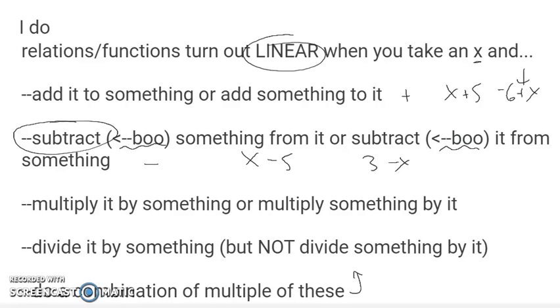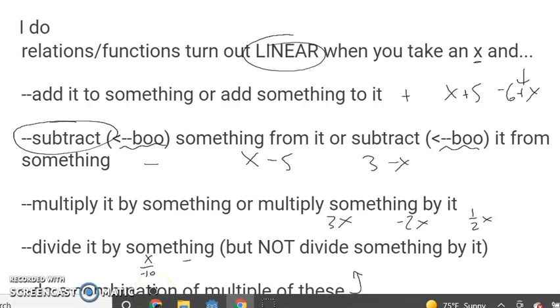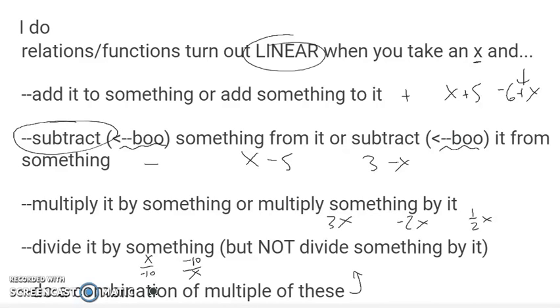So would this. Multiply it by something, or multiply something by it. So this would give you a linear graph. So would this. So even would a fraction. Or divide it by something, but not divide something by it. So that means like this would give you a linear graph, x divided by negative 10, but this would not. Dividing something by it, if x is in the denominator, you don't get a linear graph.